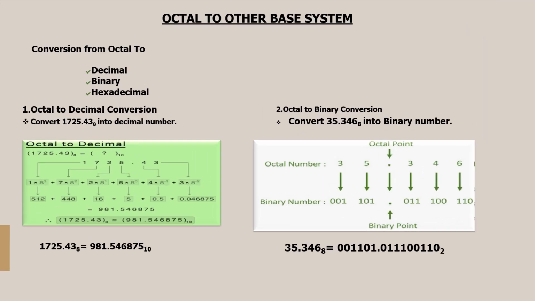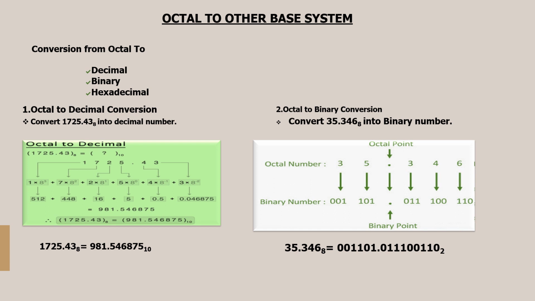The next type of conversion is octal to other base systems. The first one is octal to decimal conversion. So first convert the octal number into a decimal number, that is, multiply with 8 power 0, 8 power 1, 8 power 2, 8 power 3, and so on.